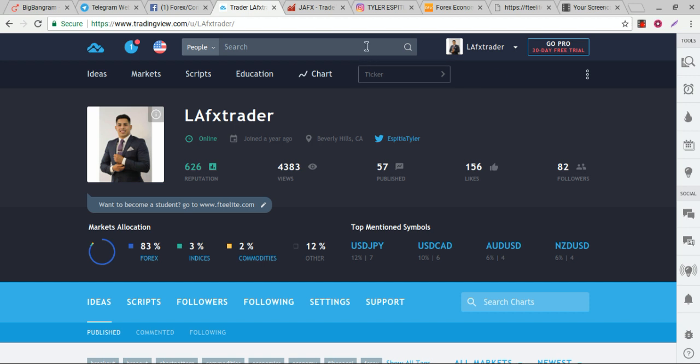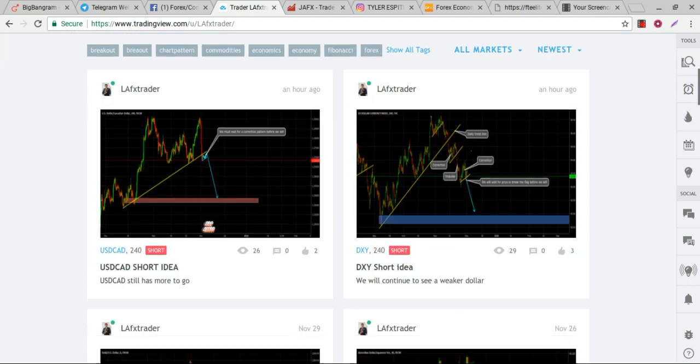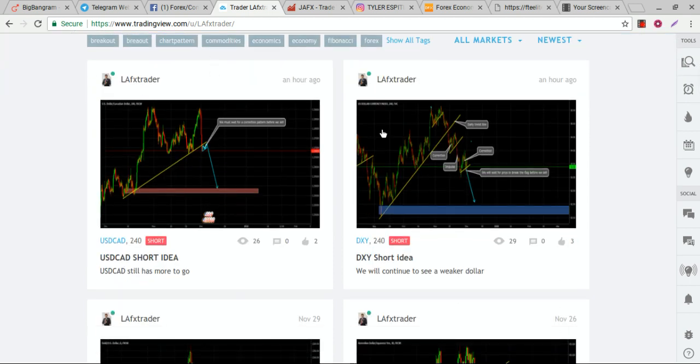Now, here is TradingView. TradingView is what I use to mark up all my charts, my technical analysis. This is what I'm doing when I'm expecting my trades to go. Now, if we go ahead and look down, you can see some of the ideas that I have posted right here. I posted these about an hour ago.